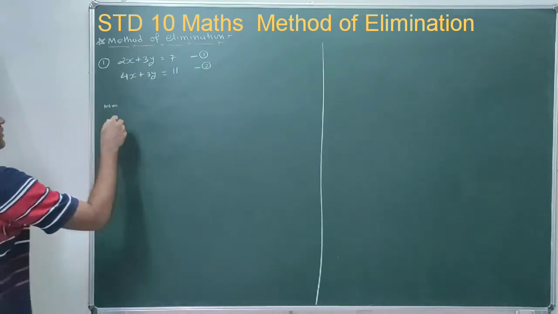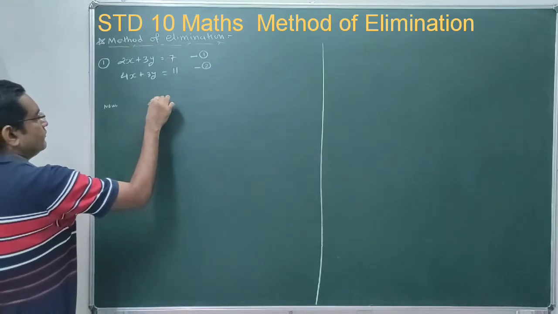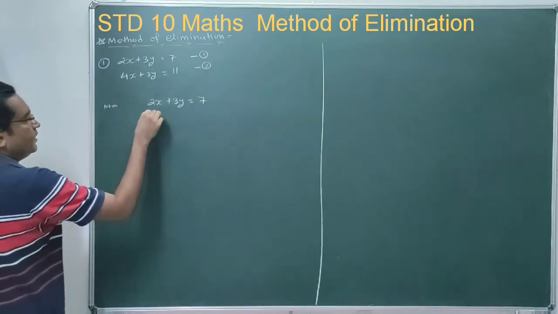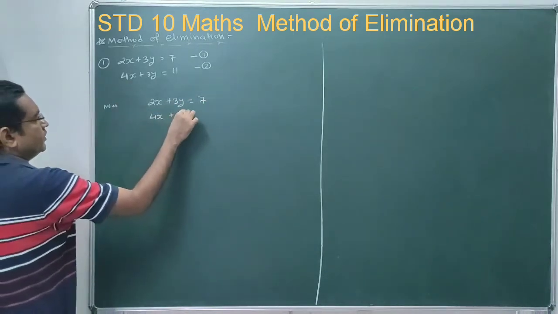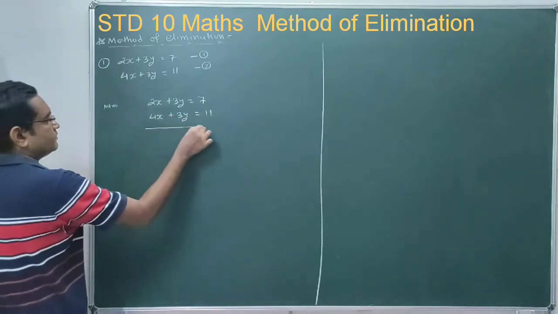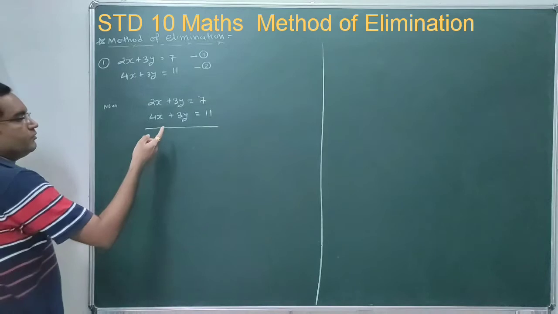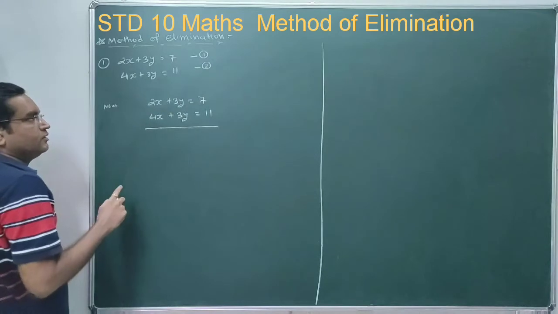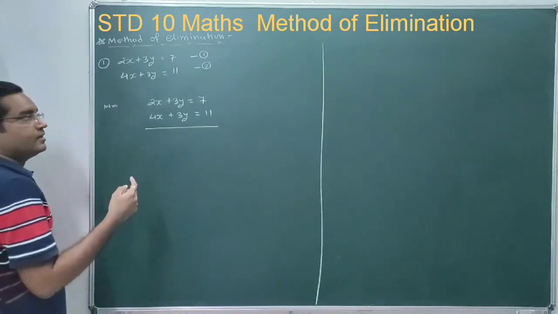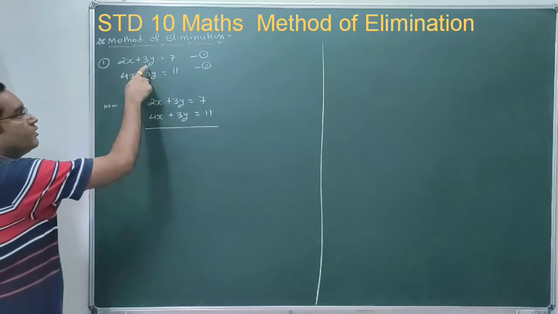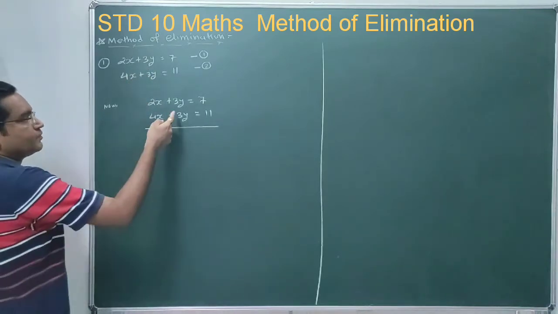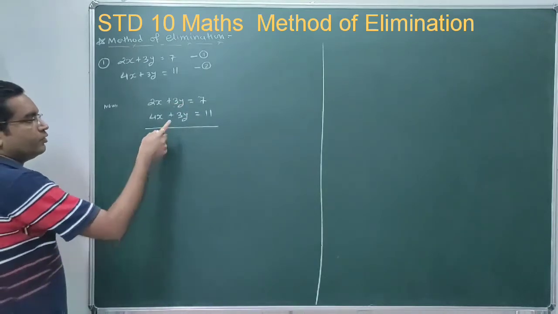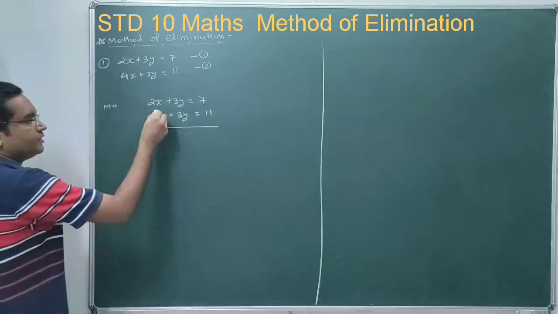Let us now consider question number 1, which is 2x plus 3y equal to 7, and the second equation is 4x plus 3y equal to 11. Here the coefficient of variable y is already equal. In many cases you first have to make the coefficients of a variable equal. Here the coefficient of y is already 3, so the coefficients are equal. Now we have to eliminate variable y by subtracting these two equations.